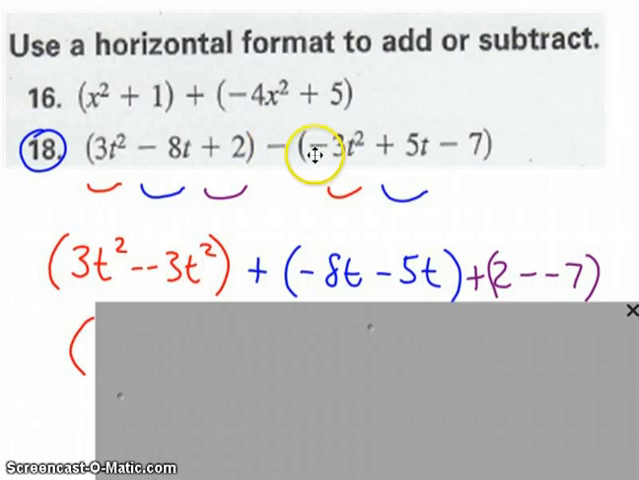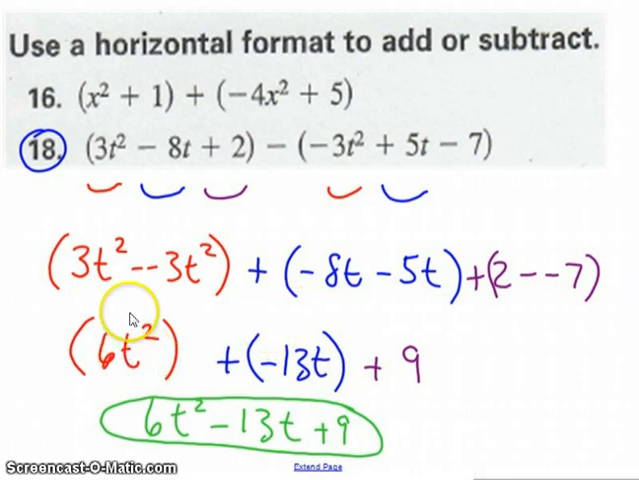Make sure you don't lose one of these two negative signs or you'll get yourself all messed up. In the blue, I'm going to have negative 8t and I'm going to have minus positive 5t. So it's negative 8t minus 5t. And lastly, in the purple here, 2 minus 7. Okay, so what do these things form together?